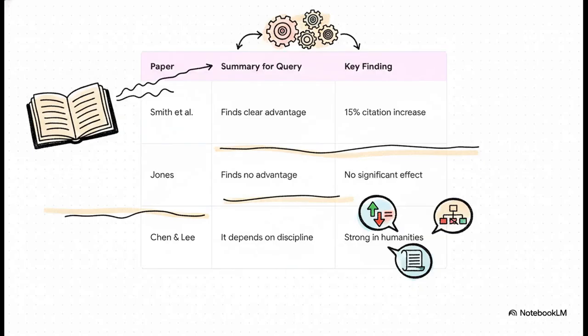So what does this actually look like? Well, take a look at this. We asked about the open access citation advantage. The AI went through 3 different papers. You can see right away one says, yes, there's a 15% increase, another says, nope, no effect, and a third one says, well, it depends on the field. In an instant, you see the entire conversation in the research, including the disagreements, all laid out for you.